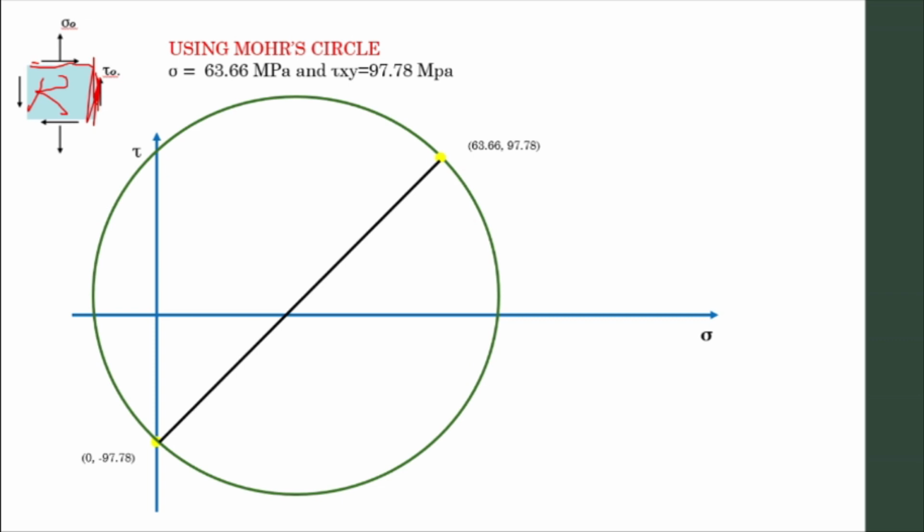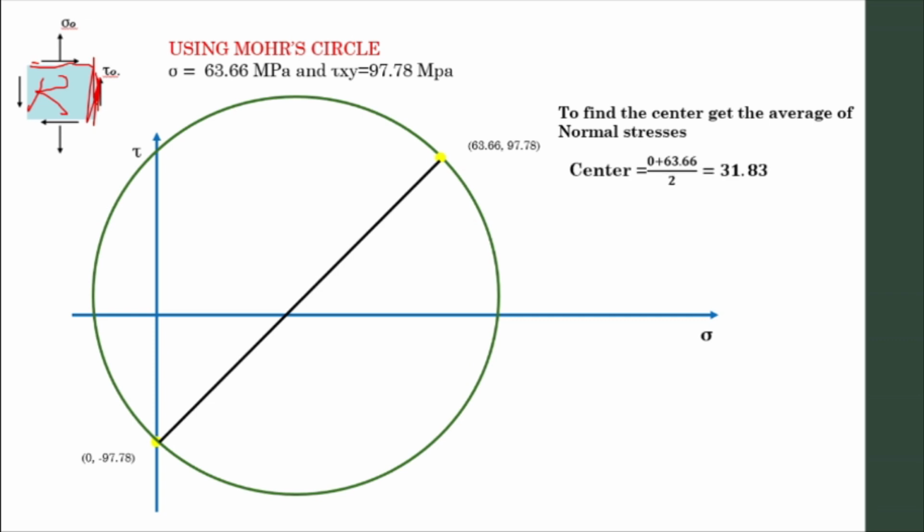So, para malaman mo ang coordinate ng center, you just simply get the average of the normal stresses. Ang normal stresses natin is 0 and 63.66. So, find the average lang. To find the center, get the average of normal stresses. So, the center will be 0 plus 63.66 divided by 2. So, meron kang 31.83. So, yan yung coordinate ng ating center.